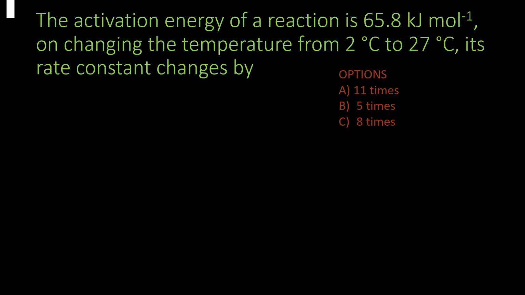So for the problems involving activation energy and the rate of reaction, the basic starting point is usually the Arrhenius equation. The Arrhenius equation is given by K equals A times e power minus Ea by RT, where K is the rate constant, A is the frequency factor. I already explained it in a previous video. Ea is the activation energy, R is the gas constant, and T is the temperature.